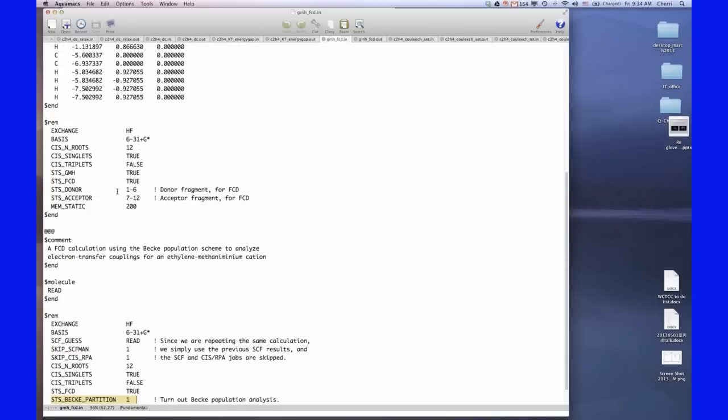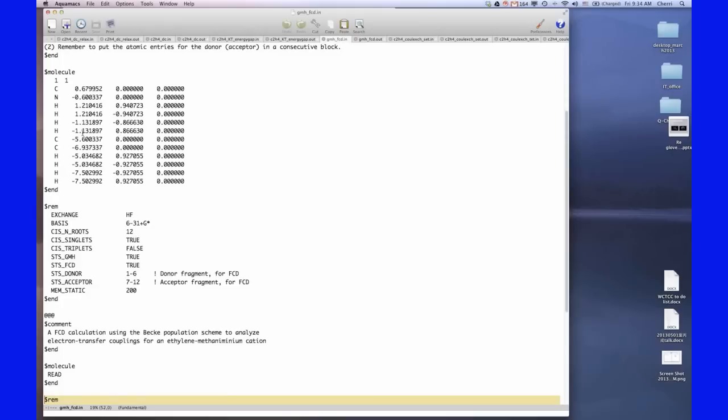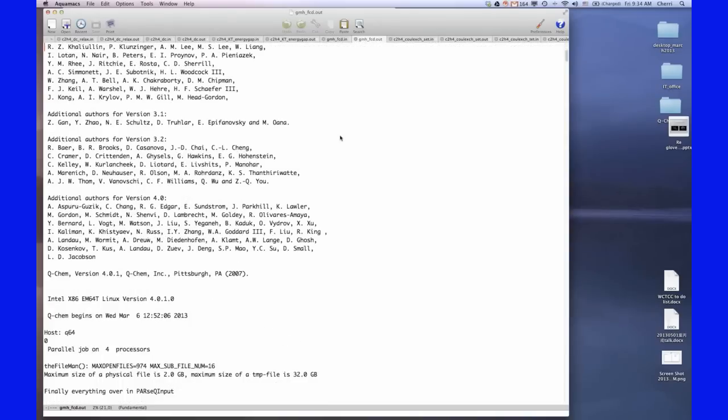The donor and acceptor have to be specified. 1 to 6 means atom number 1 to atom number 6, and 7 to 12 means atom number 7 to atom number 12. We can include both GMH and FCD in one calculation, or you can just do one of them. So the output is here.